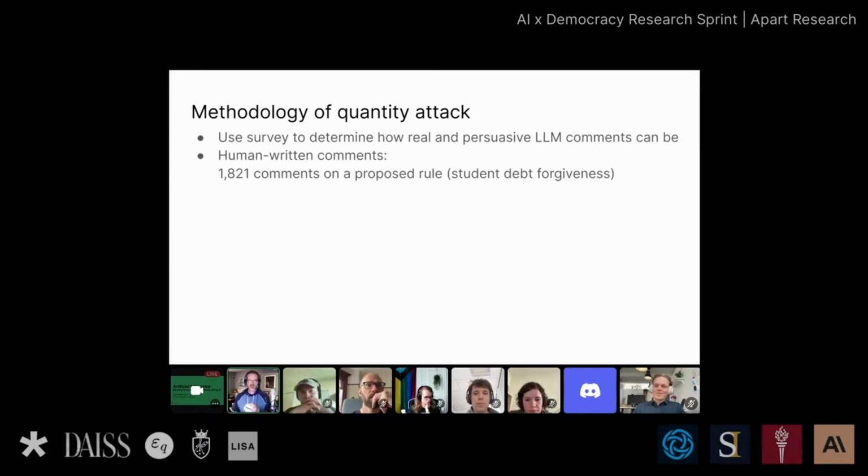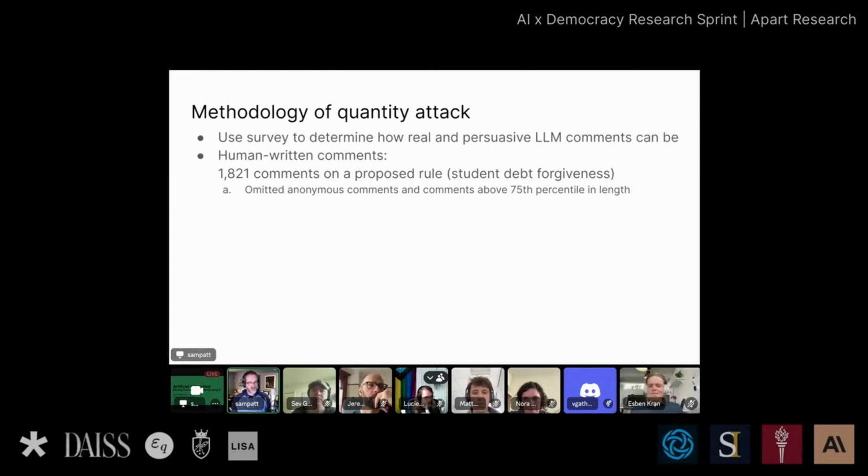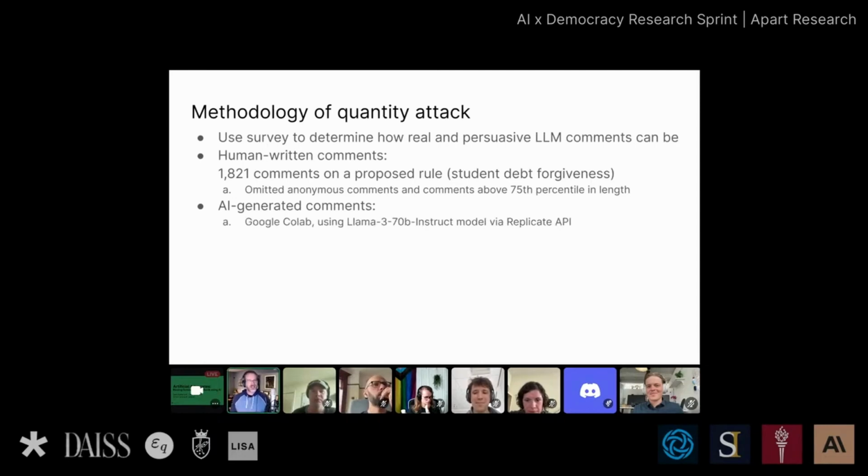We took down 1,821 comments, and then we selected randomly from those. We omitted anonymous comments and ones that were too long because we didn't want to force our survey people to read a lot. And then for the AI-generated comments, we used a Google Colab to coordinate our code. We used Llama 3 70B Instruct model using the Replicate service.